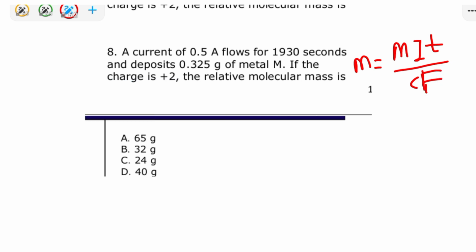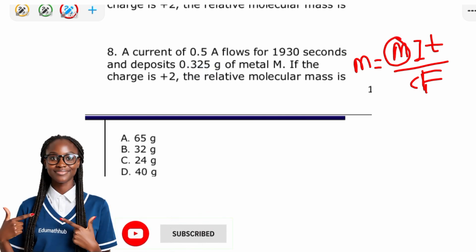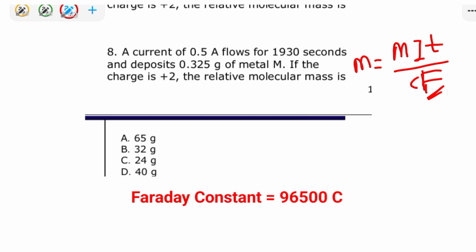So the small m here is the mass. Where is the mass? This is the mass here. This capital M here is the relative atomic mass, which is what we're looking for. This I here is the current, which is 0.5. This t here is the time. Where is the time? 1930 seconds. This C here is the charge. Where is the charge? Plus 2. And this F here is the Faraday constant.